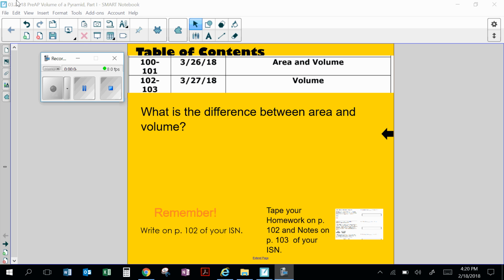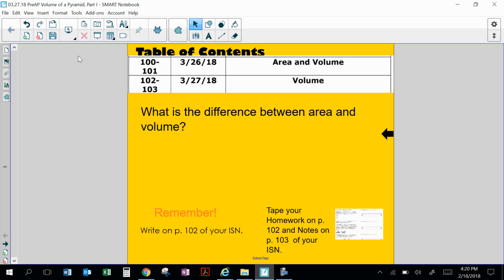Welcome. This lesson is over volume. So let's look at our number routine. What is the difference between area and volume?